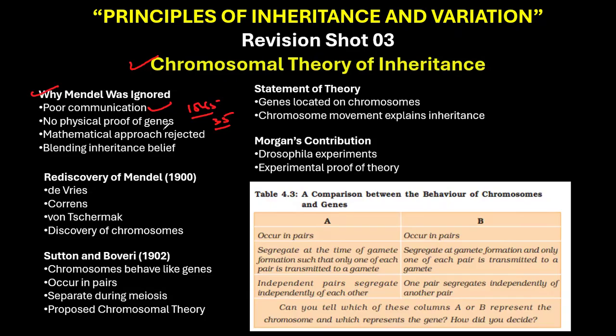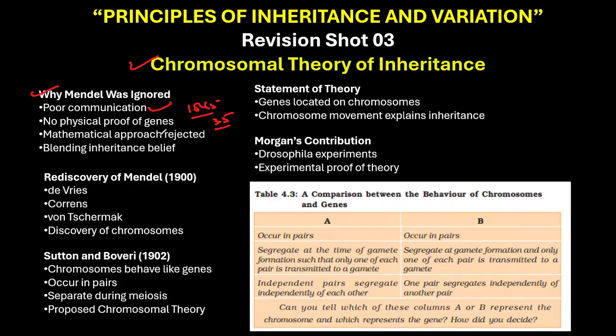This was the second reason. Using mathematics in biology was shocking at that time. Then the fourth reason was that Mendel talked about factors, that is genes, but could not show them physically. So these are all the reasons why Mendel failed.